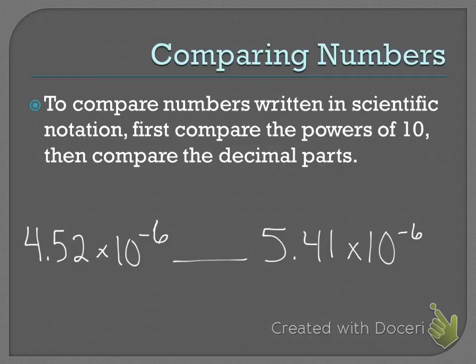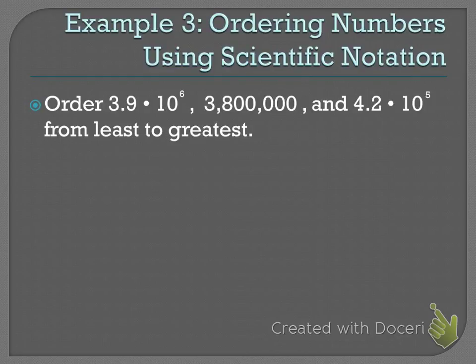All right, now I look at my decimals, and which one is smaller? 4.5. Okay, so then it would be less than. All right, so this is how it's going to look on your homework tonight. Hold your questions for just a second. Here's how it's going to look on your homework tonight.